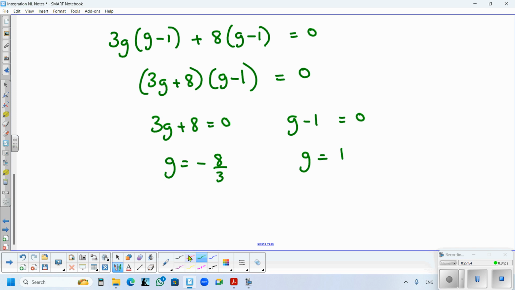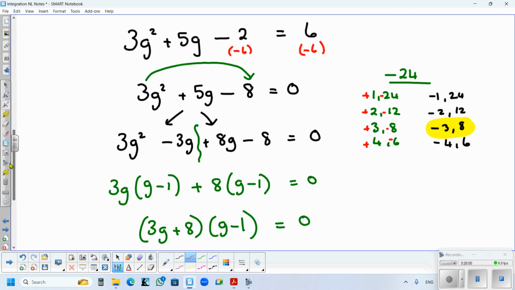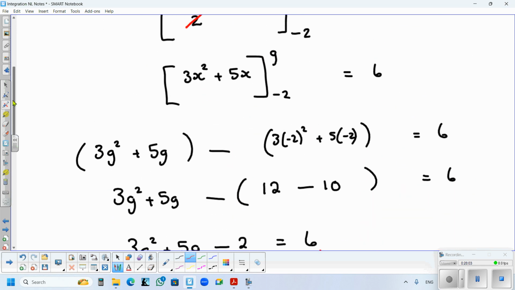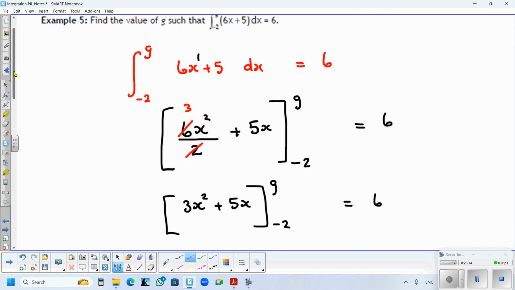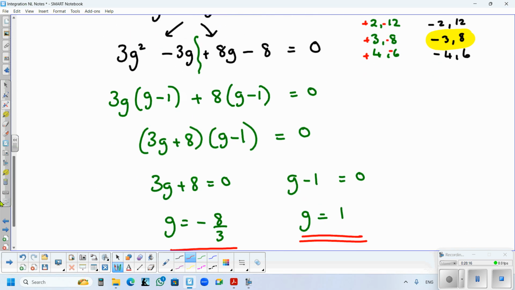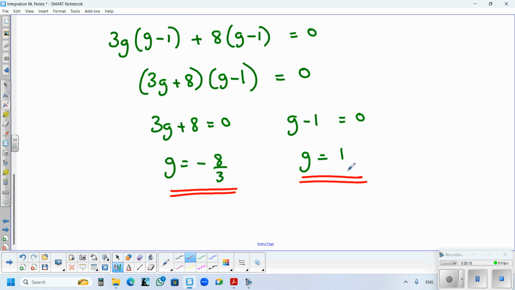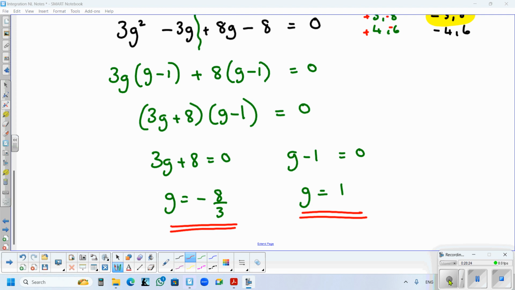Now at this stage, we're going to go back and see if they put any conditions for g, because we've got two answers here. So back right up to the top of the question. And what does it tell me about g? It says find the value of g such that that whole integral is 6. So there's no conditions on it. So we've got two answers there. So either g is equal to negative 8 over 3, or g is equal to 1. Okay, so for that one, it gives us two values of g.